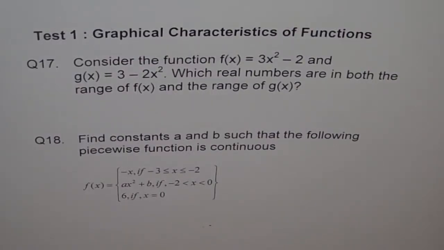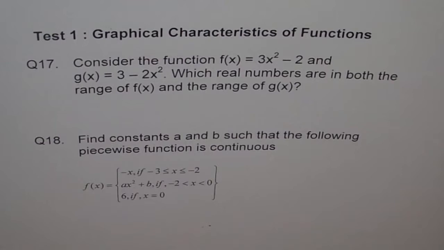Here are two very good questions on this test. Question 17 says, consider the function f of x equals 3x squared minus 2 and g of x equals 3 minus 2x squared. Which real numbers are in both the range of f(x) and the range of g(x)? So we have to find the common range, okay?